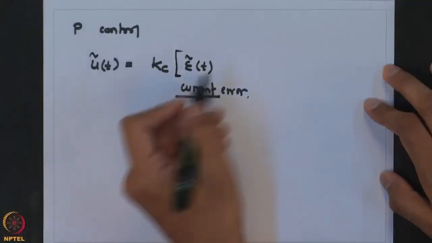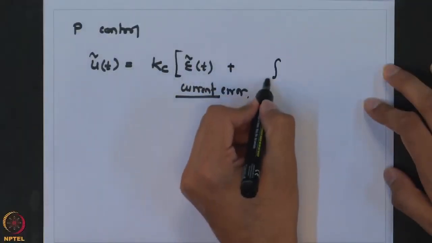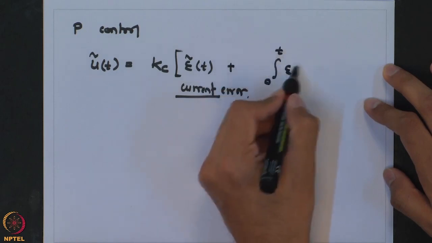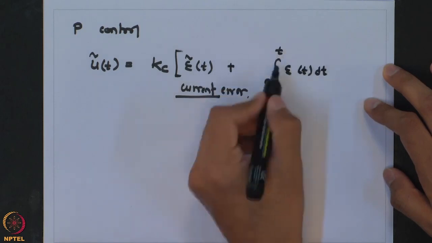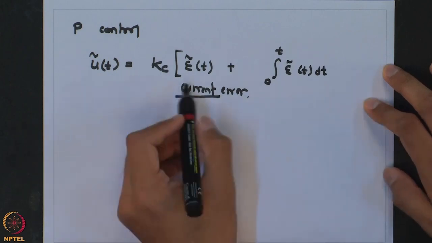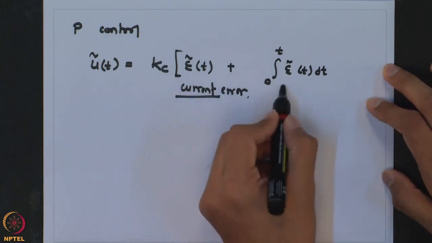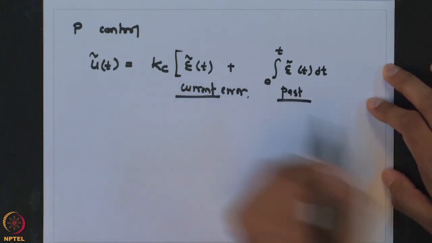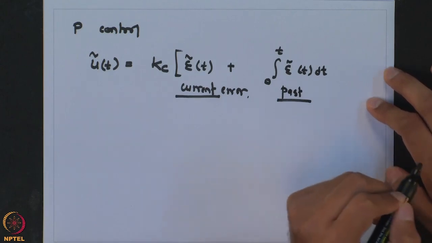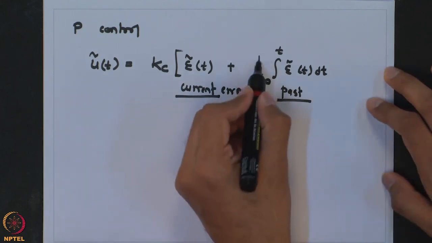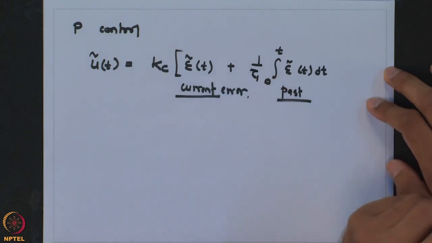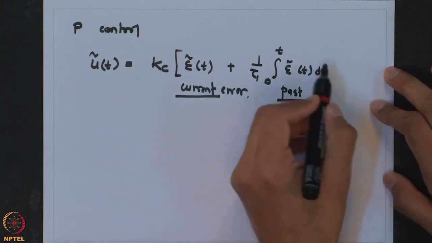So in order to improve this performance, or rather in order to get offset free response, along with the current value of error, we also add a term which is proportional to the integral of all the previous errors. So along with the current contribution, we also look at the past contributions, or how the system has reached that point, and the weighing factor for that is 1 over tau I. We will come to the significance of that in a bit.